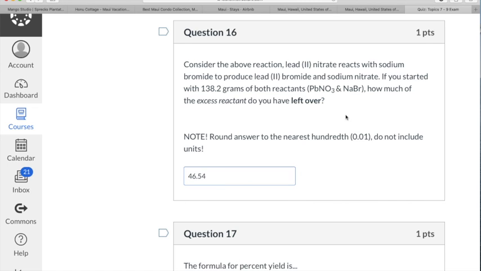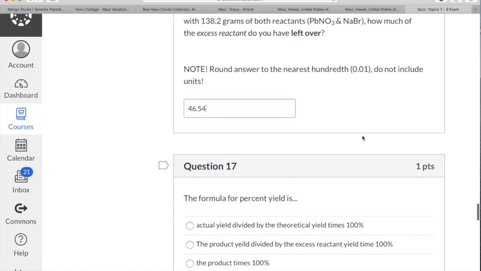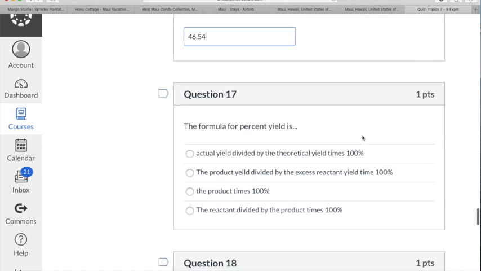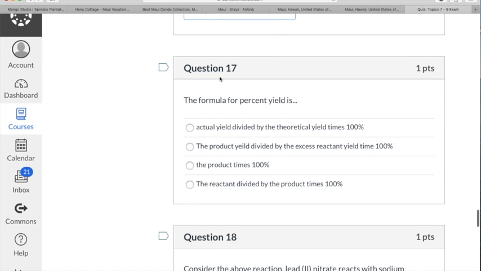I know it's a 3-step stoichiometry problem. I know it's a total pain in the butt. Welcome to chemistry, my friends. All right, no, you've been here for a while. Okay, moving on. These get easier now.